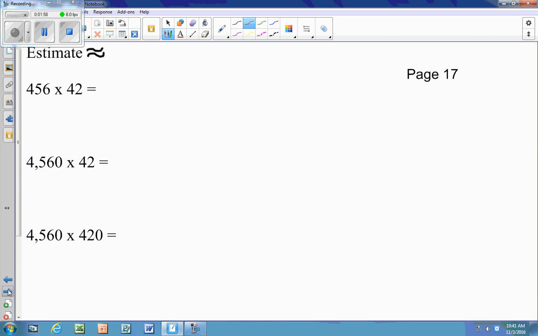Now we're going to talk about how to estimate. We have 456. We're going to round that to the largest place value. The 5 tells me that the 4 should become a 5. And now we're going to round this to the largest place value, which tells me this should be 40. Now I'm going to multiply. I'm going to ignore my zeros. 5 times 4 is 20. And I put my zeros back in.